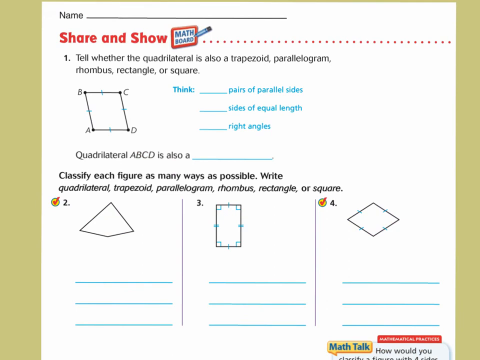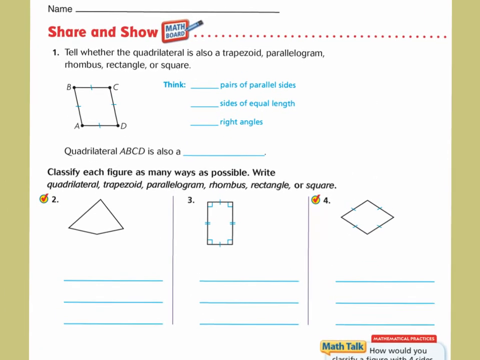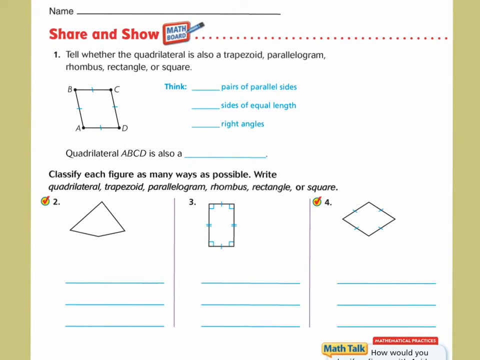Okay, on page 395 at the Share and Show, it says, tell whether the quadrilateral is a trapezoid, parallelogram, rhombus, rectangle, or square. And we have to be thinking about the attributes, what kind of angles, what kind of lines there are within the quadrilateral. So how many pairs of parallel sides? We would have two. We have this pair, and then we have the vertical pair as well.